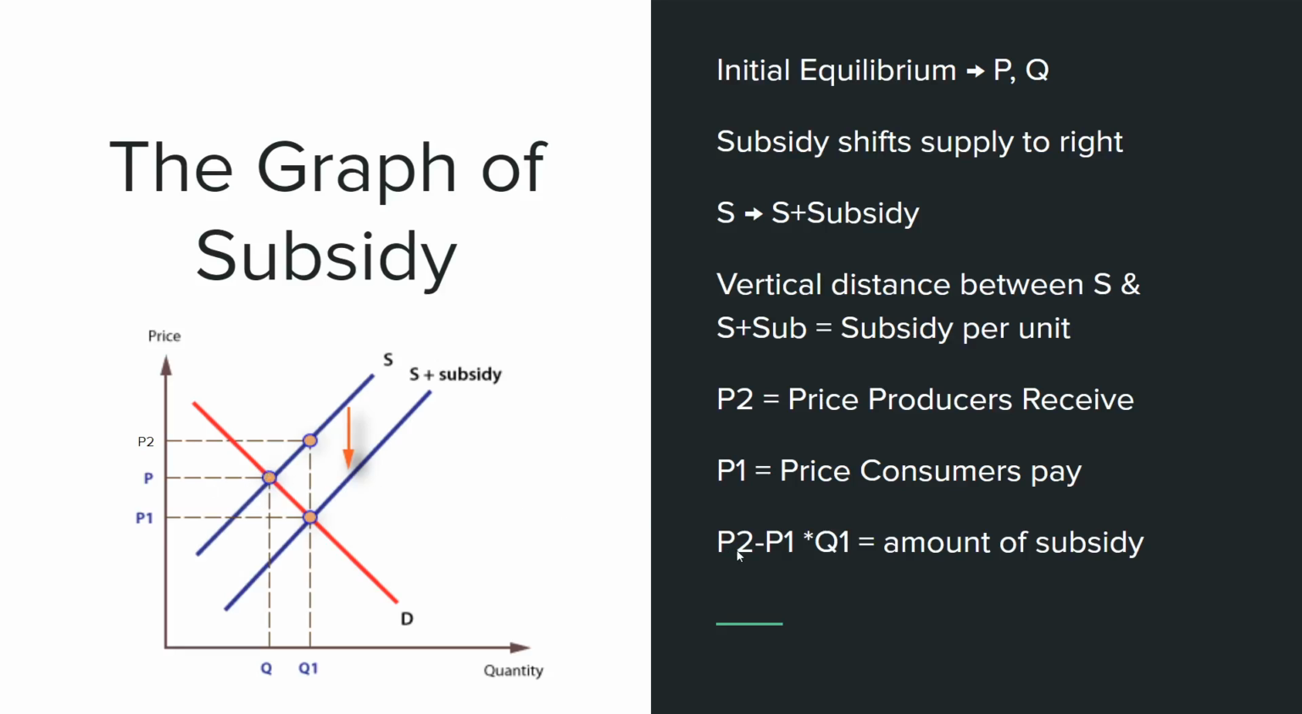And so now, what is the amount of subsidy? It's just P2 minus P1 times Q1. So it's just this huge box right here. And yeah, that's basically the graph of the subsidy.